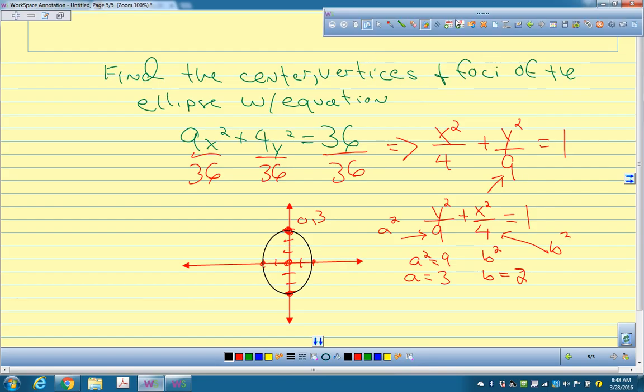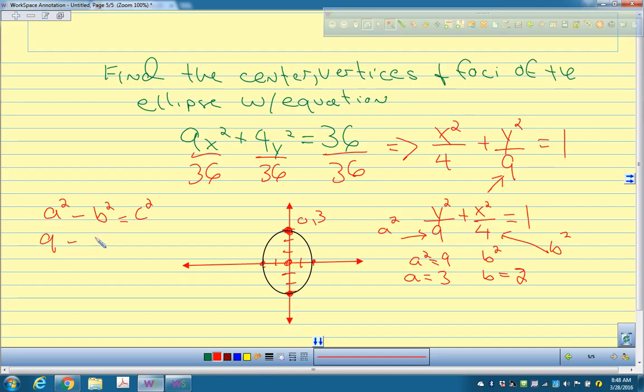And the foci you also have to find. The way you find the foci is a squared minus b squared equals c squared. Okay. So I already know a squared is 9, b squared is 4, equals c squared.